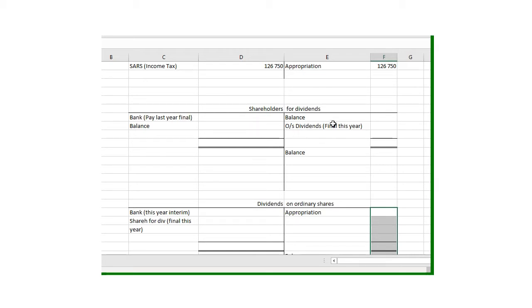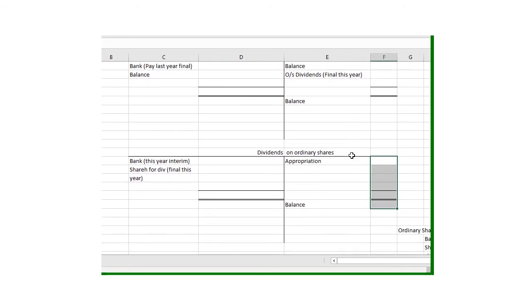And that would be a credit to shareholders for dividends, and a debit to the expense called dividends on ordinary shares. Further, in the shareholders for dividends, whatever we owed the shareholders from last year, we will pay this year. So we're going to have a payment which will equal our opening balance, and that will leave us with a closing balance, which will equal this year's final, because we paid whatever was outstanding, and the only new entry is the dividends on ordinary shares.